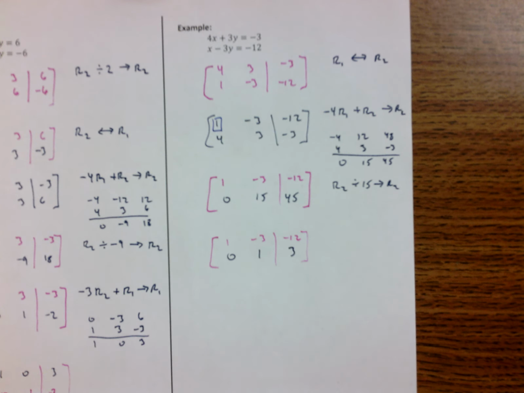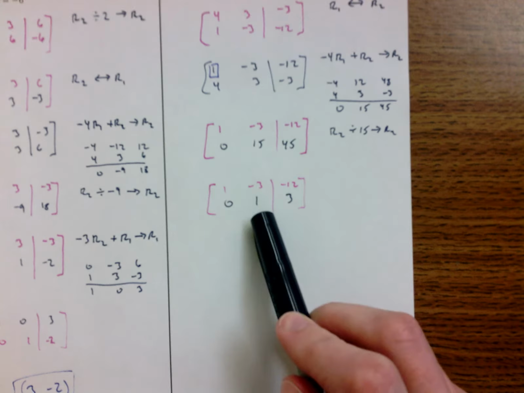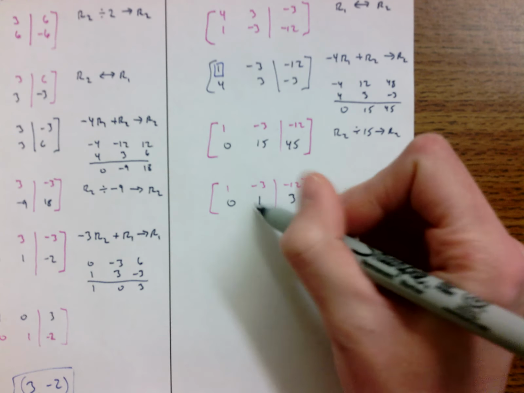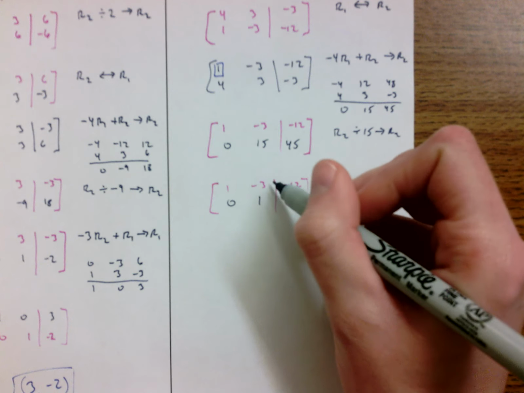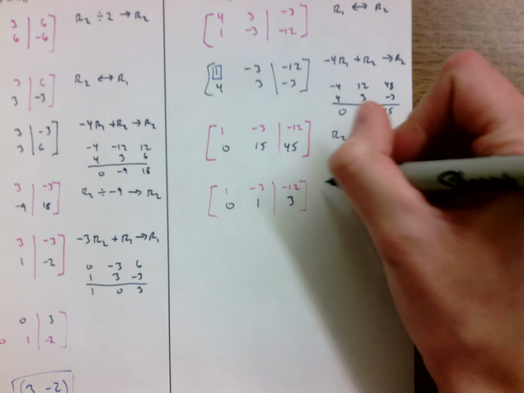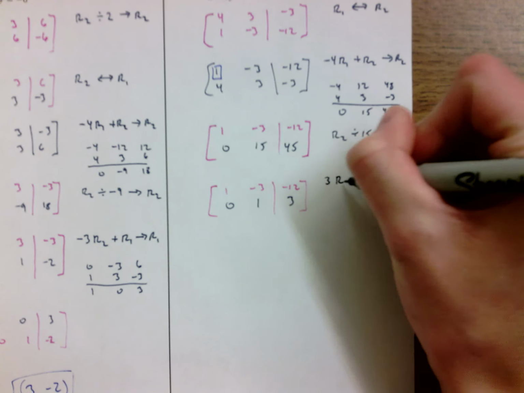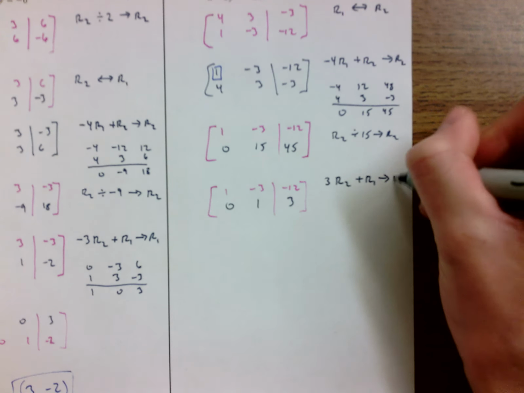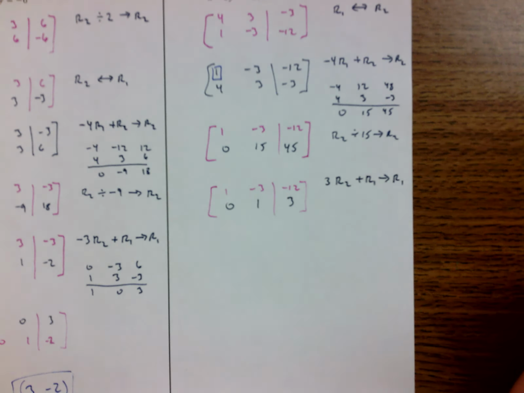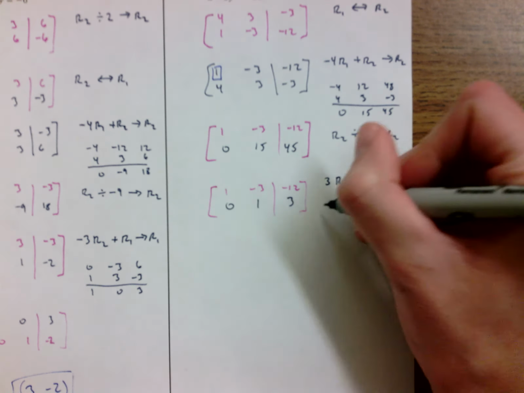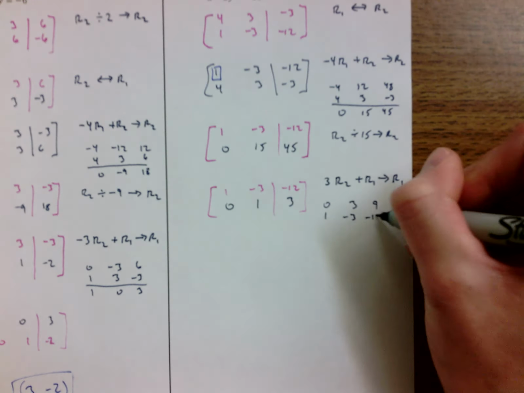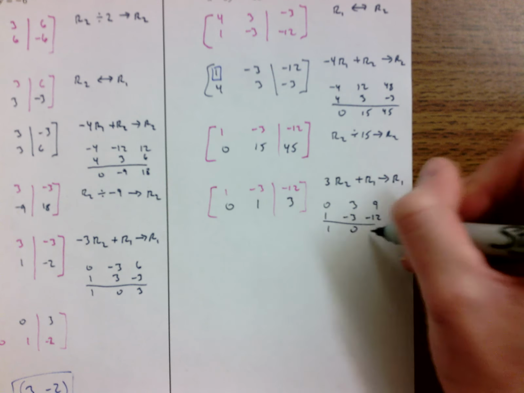Okay, I've got my new 1. I need to use it to clear out the rest of its column. So I got to get rid of that -3. So I'm going to multiply the 1 by +3 and then add them together. So I'm doing +3 times the second row, adding it to the first row, and putting it into the first row because that's where I want the 0 to appear. So 3 times row 2, 0, 3, 9. Here's row 1. Add those together. There we go.